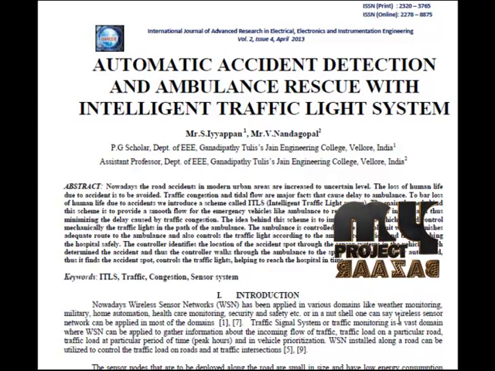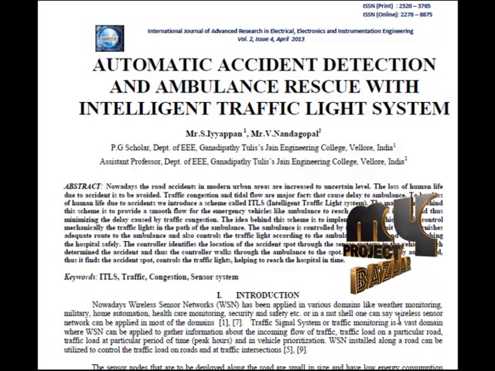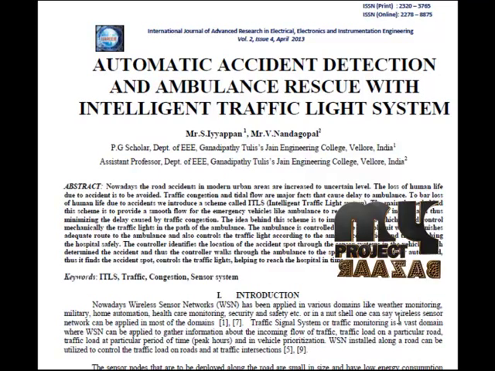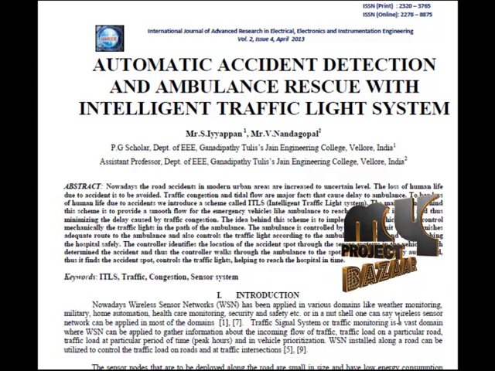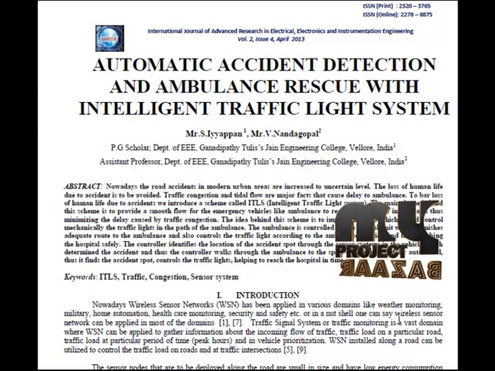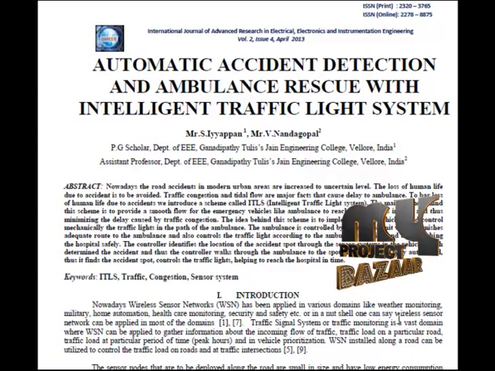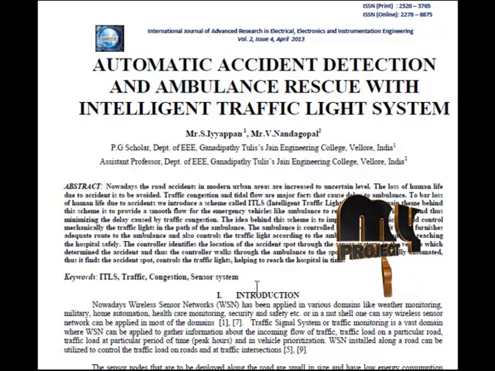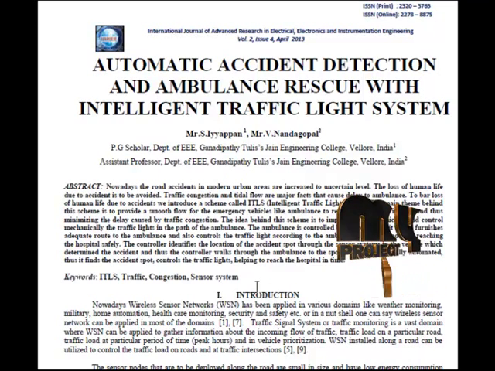To minimize the delay caused by traffic congestion, we introduce the ILTS, that is Intelligent Traffic Light System. The traffic lights in the path of the ambulance can be controlled automatically through ILTS. Since it's fully automated, the accident spot can be found and the hospital will be reached in time. Mainly in our proposed work, the control center will receive an alert message if an accident occurs at any spot.